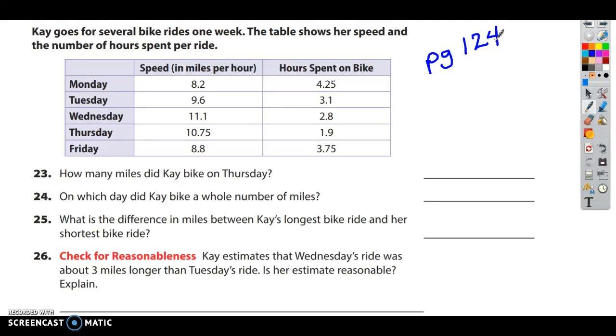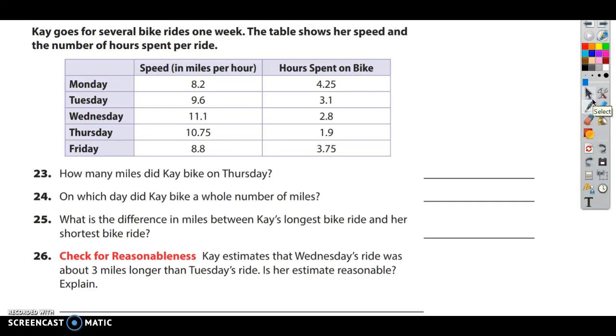Alright, so let's read the directions. Kay goes for several bike rides in 1 week. The table shows her speed and the number of hours spent per ride, and it shows 5 days. It shows her speed on the left and how many hours she spent on the bike. Question 23 says, how many miles did Kay bike on Thursday? We don't know the answer right now, but we could figure it out.